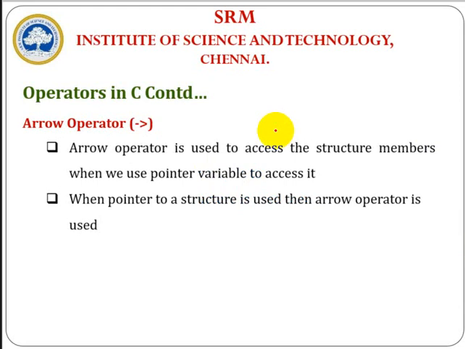And the next one is the arrow operator. The arrow operator is basically used with structure members, like a pointer. When we are using a pointer variable, this arrow operator will be used. When we discuss structures, we will make use of this arrow operator. Just keep in mind that whenever pointers are used to access a structure, the arrow operator is going to be used.